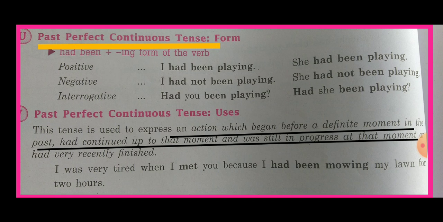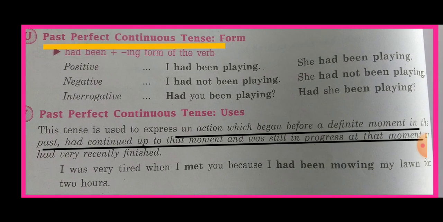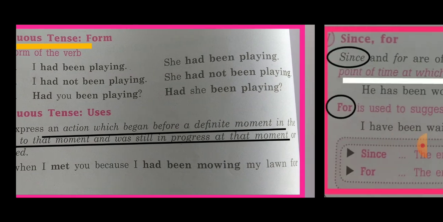Like, I was very tired when I met you. Met you, second form of the verb, means simple past tense. Because I had been mowing my lawn for 2 hours. So here that action was going on at that moment, and that is represented by using past perfect continuous tense. And now, which form of the verb is used? Here we will use had plus been plus root form of the verb plus ing. I had been playing. She had been playing. So this is past perfect continuous tense.